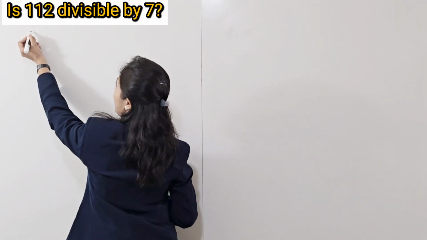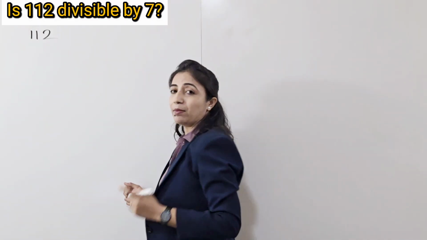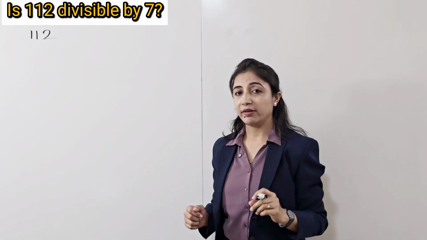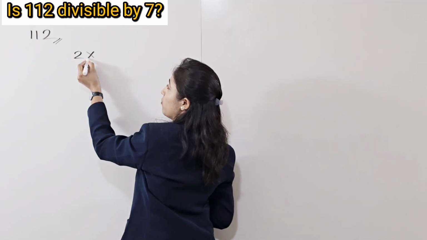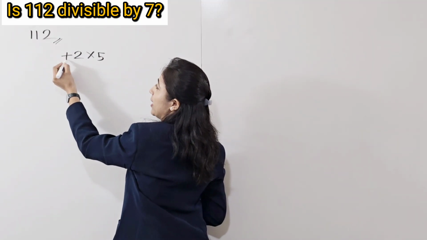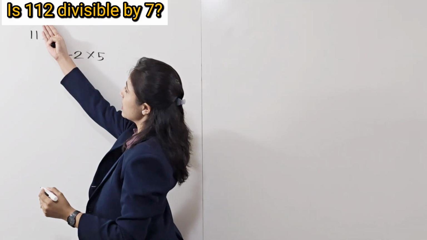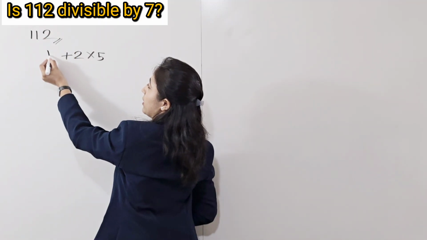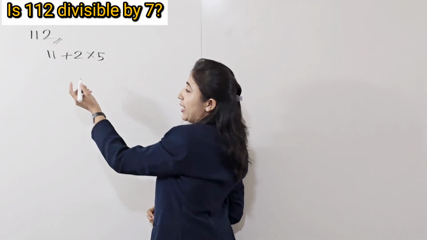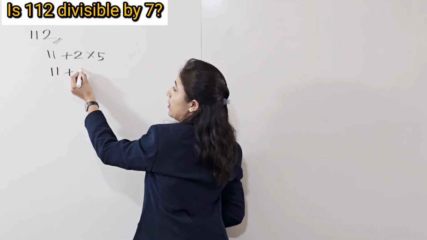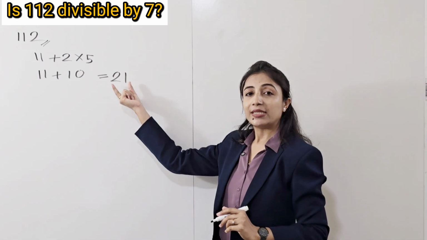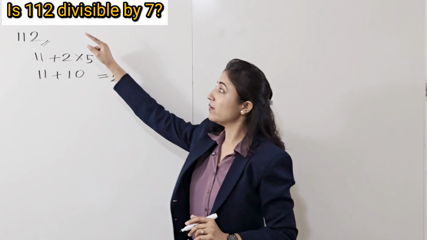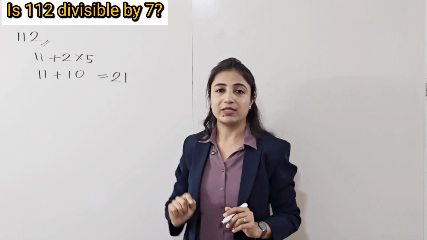Let's suppose we are given the number 112. Is it divisible by 7? How to check whether this number is divisible by 7 or not without actual division? Just multiply the last digit by 5 and add this product to the remaining part of the number. Here, if we skip the last digit, the remaining number is 11. 2 into 5 is 10. 10 plus 11 is 21. 7 threes are 21, so this number is divisible by 7. That means our original number 112 is also divisible by 7.